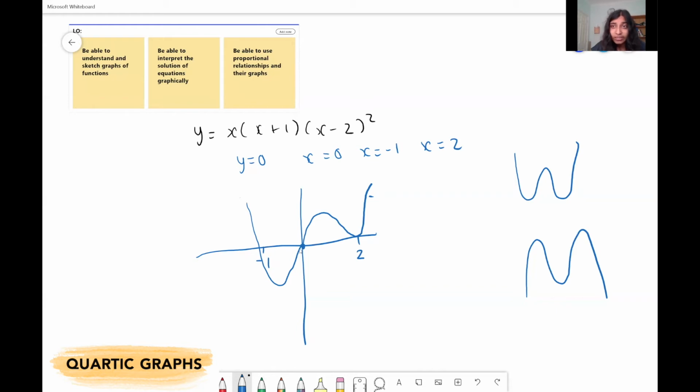So again, you need to figure out where it crosses the y-axis. For this one, you know x equals 0 is one of the roots. So then immediately y equals 0 is also the y-intercept. So yeah.